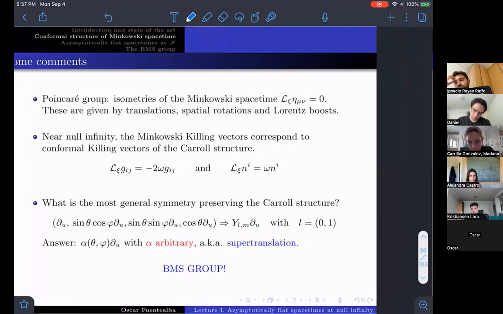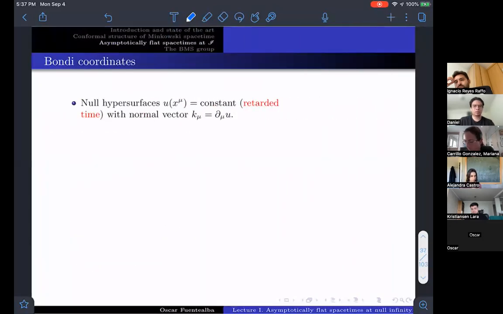But for that, we have to define what is an asymptotically flat spacetime at null infinity. So following the initial work by Bondi and collaborators, it was really two papers. One was Bondi-van der Burg-Metzner, the other one was Sachs. They showed what are the coordinates that are going to parameterize the asymptotically flat spacetimes.